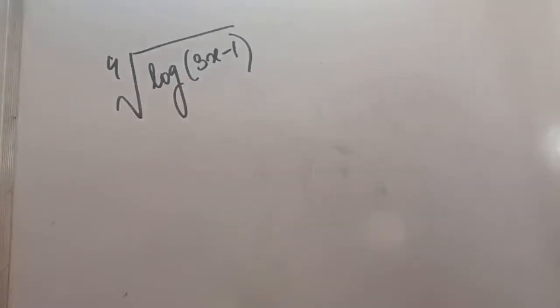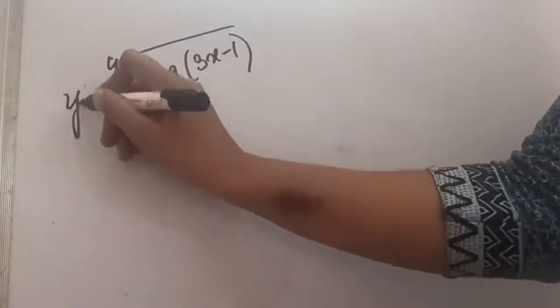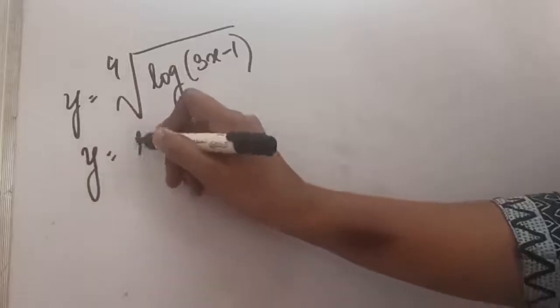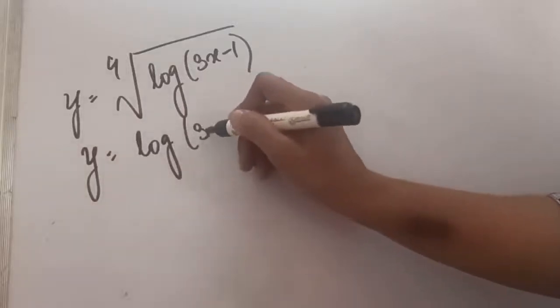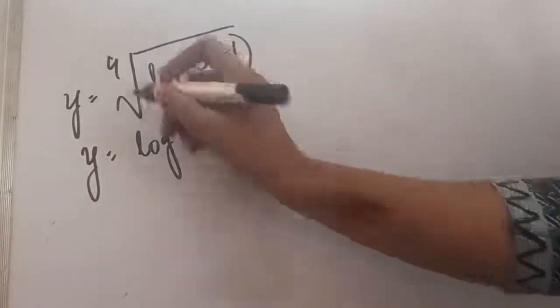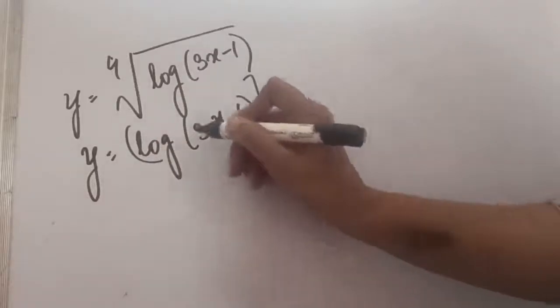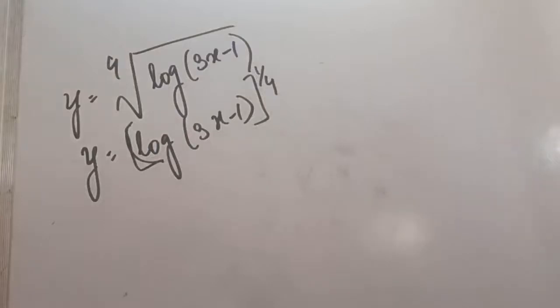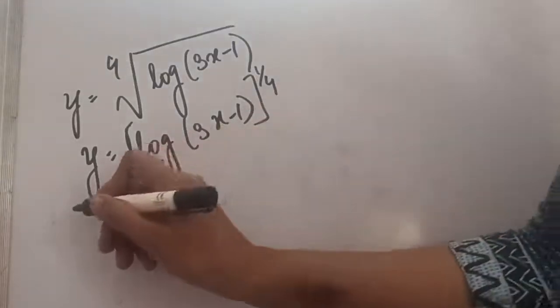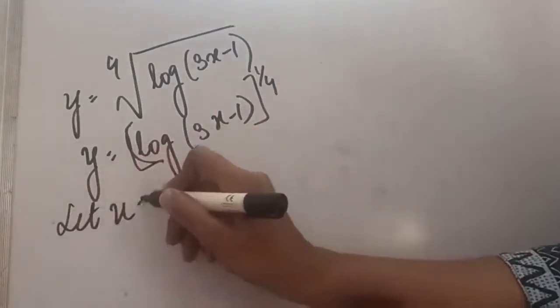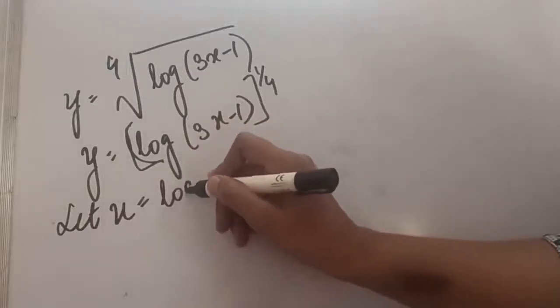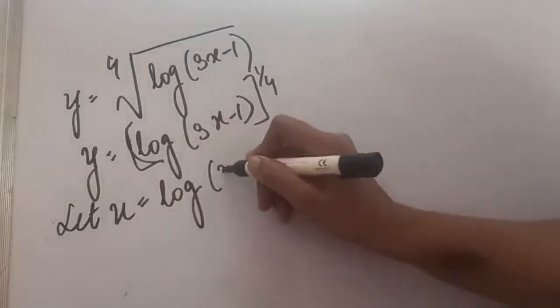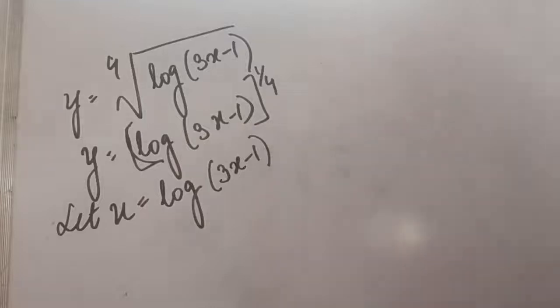Now this is an algebraic function that can be solved with the help of the chain rule. Putting this entire expression equal to y, so as to ease the calculations. What we can do is take this 4th root above, so this will become 1 by 4 over here. As we have done in the previous questions also, let u equal this internal expression. I am keeping it equal to u, so this is log 3x minus 1.